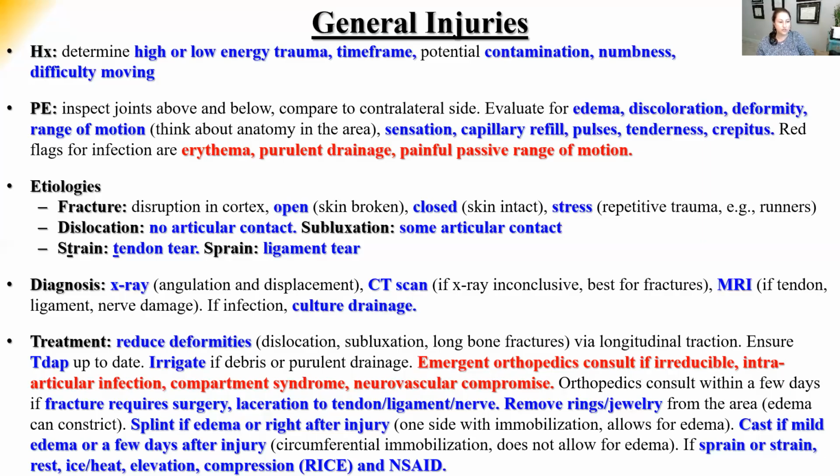If it's a sprain or a strain, their x-rays are negative. Rest, ice, compression, and elevation, that's our RICE, and then anti-inflammatories.